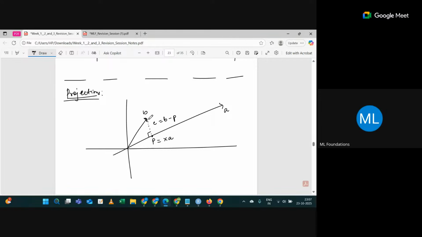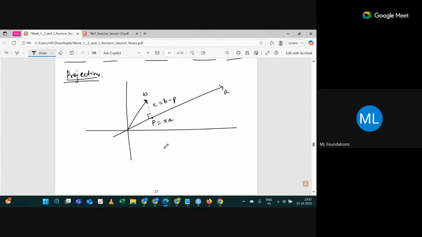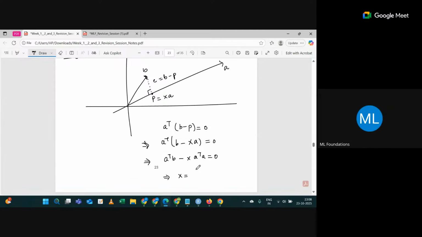Now, can I say this error is orthogonal to A? Yes, it is perpendicular. By using the perpendicular concept, can I say A transpose into (B minus P) is equal to 0? Would you agree with me? And P is X times A. So from here I can write A transpose B minus X into A transpose A equal to 0. From here, can I get X equal to A transpose B divided by A transpose A?